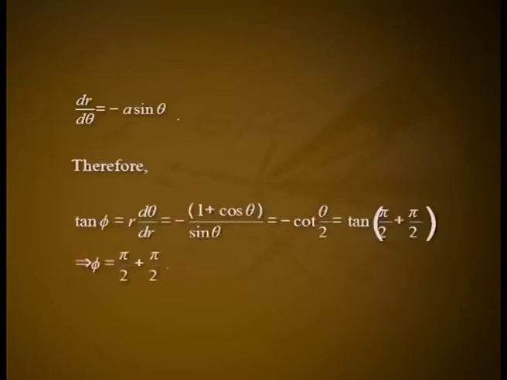dr/dθ = -a sin θ. Therefore, tan φ = r dθ/dr = -(1 + cos θ)/sin θ = -cot(θ/2) = tan(π/2 + θ/2), which implies φ = π/2 + θ/2. Therefore, the tangent to the curve at the point (2a, 0) is perpendicular to the initial line.